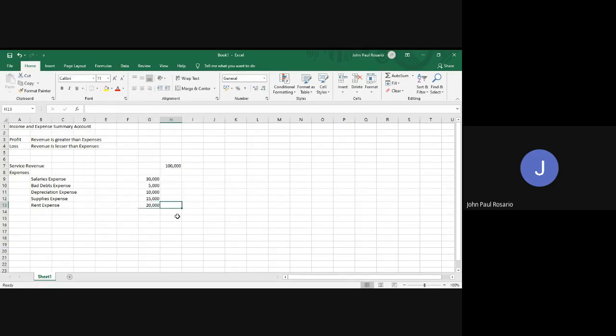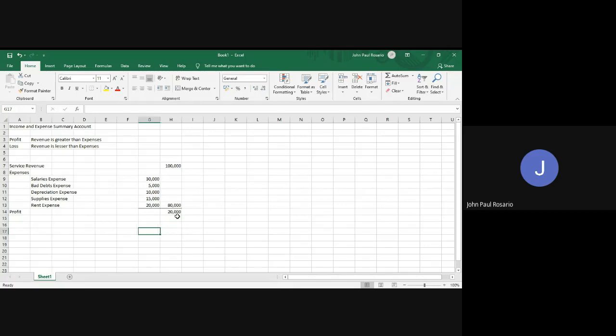Okay. So if we prepare roughly the statement of comprehensive income or income statement, it determines the profit or loss for the period. So for this one, we have a profit amounting to 20,000. So, when do we use the income and expense summary account?